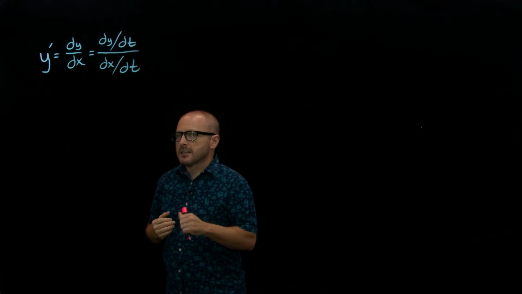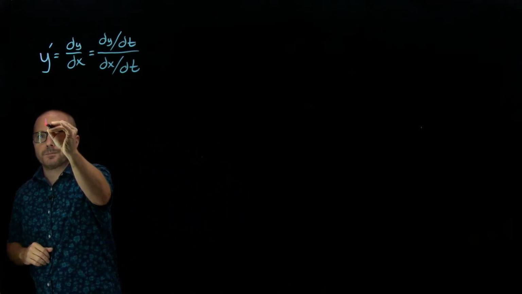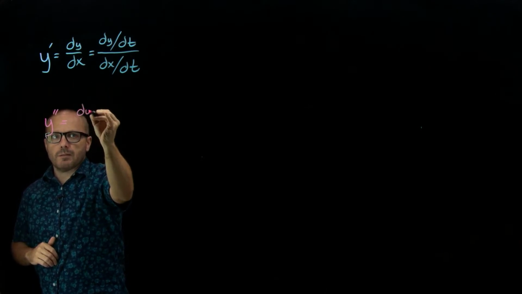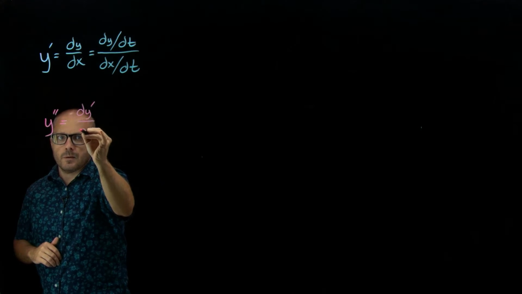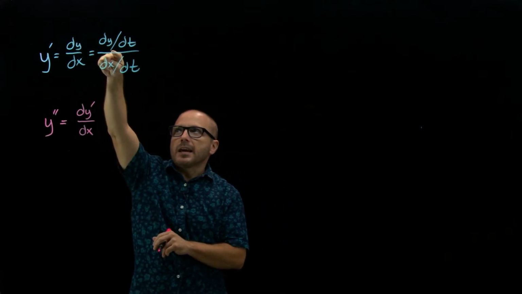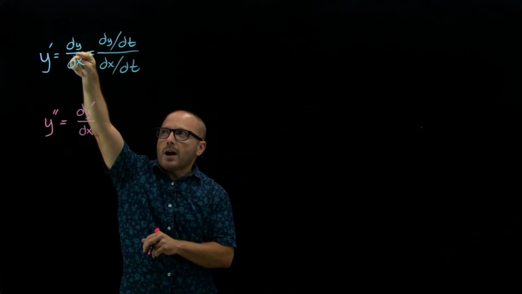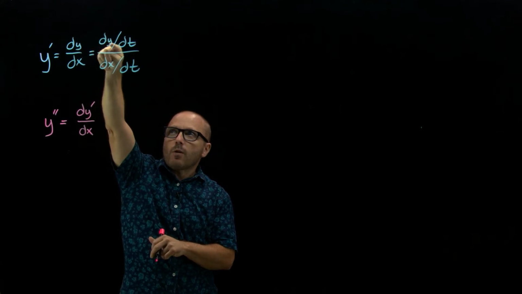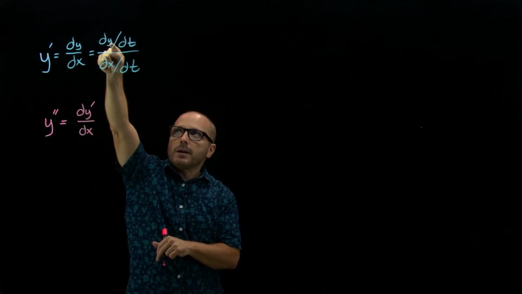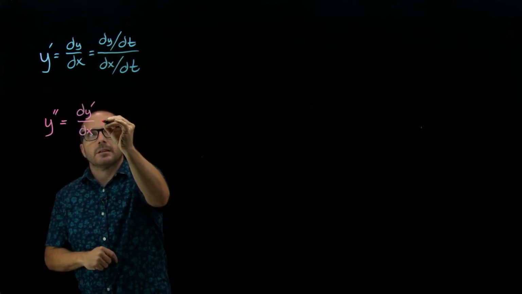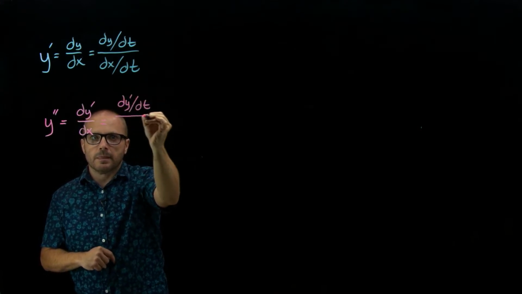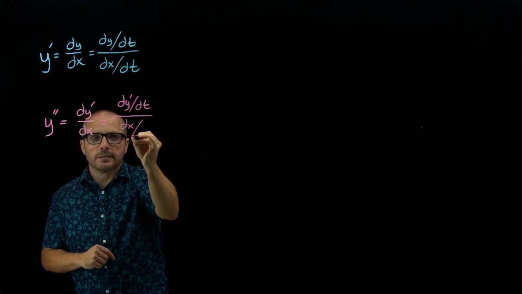Now, what would that mean to take the second derivative? Well, this literally means the derivative of y prime with respect to x, right? So if we look at this formula as saying you're taking the derivative of y with respect to x, you have to take the derivative of y with respect to t over x with respect to t. Well, the only thing different now is instead of that being y, it's y prime. So we need to take the derivative of y prime with respect to t over dx/dt.